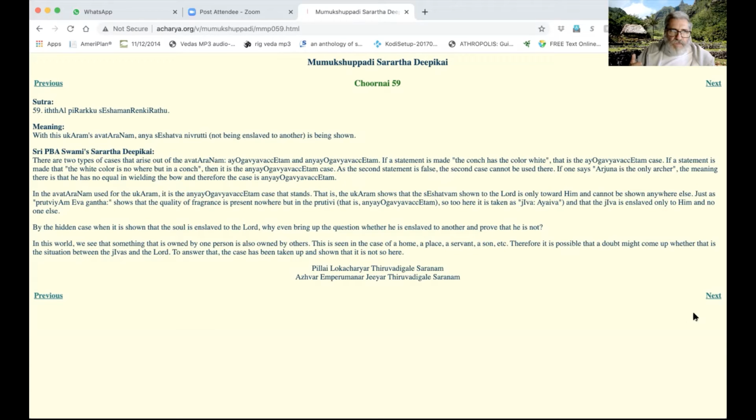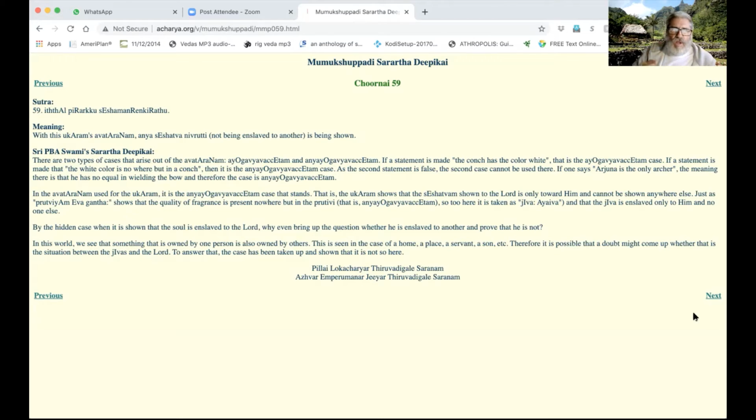Just as Prithivyam Eva Gandhah shows the quality of fragrance. Prithivi means earth. Eva, only, is fragrant. So earth is only fragrant. So it shows that the quality of fragrance is present nowhere else but Prithvi. Those of you who are familiar with the Sankhya system of creation know that each of the different basic elements has different qualities, and Prithivi has fragrance, right? So, similarly here, it is taken that the jiva is enslaved only to him and no one else.